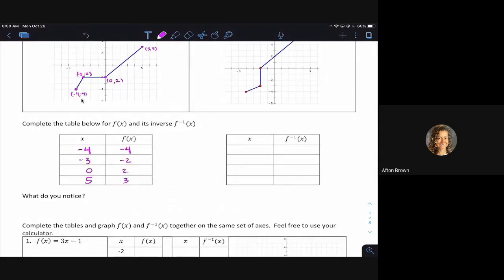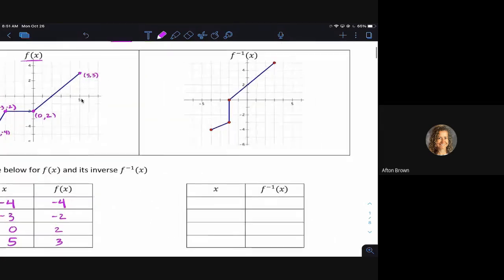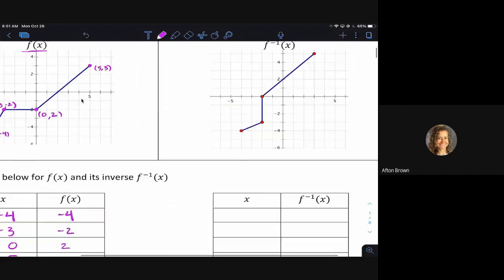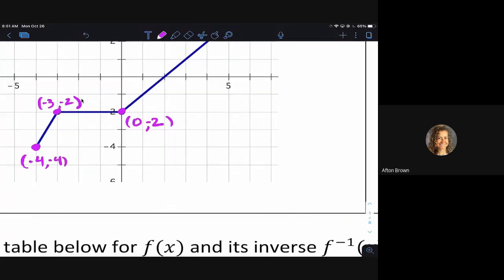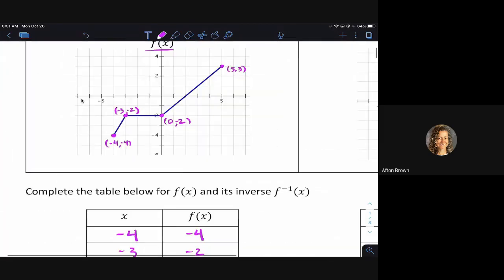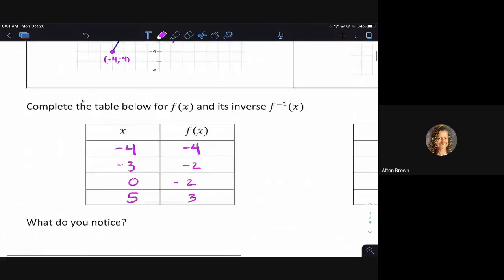Do the same thing for the inverse. You do this one on your own. Fill in the table for the inverse function. There are 4 points, so fill in the table. What are the 4 points from that function? Oh, thank you. She caught my mistake. This should be 0, -2. Maybe somebody else did too. That should have been 0, -2.